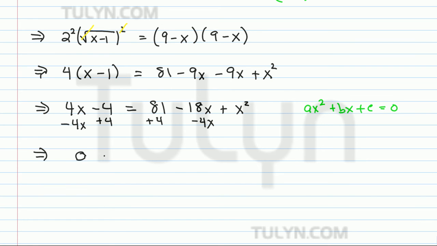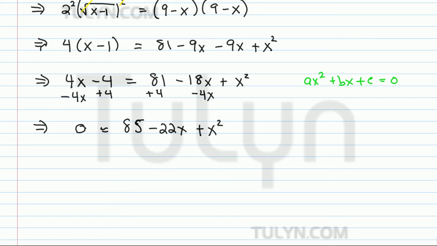So this equation is going to look like 0 is equal to 81 plus 4, that's 85, minus 18x minus 4x, that's minus 22x, plus x squared. And again, since addition is commutative, I'm going to rearrange these terms and write the equals sign on the other side. So this simplifies to x squared minus 22x plus 85 is equal to 0. So now we want to find two numbers that when you multiply them give you positive 85, and when you add them give you negative 22.